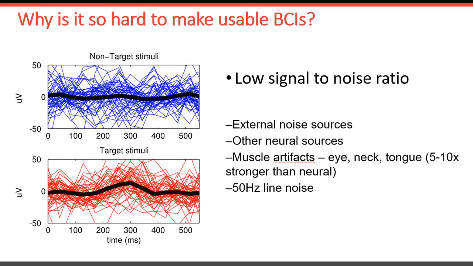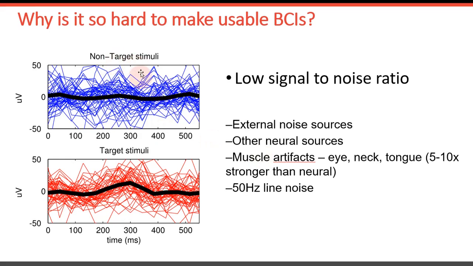So why is it so hard to make the BCI useful? Well, one of the problems with the non-invasive BCI or brain-machine or brain-computer interfaces is that the data that we acquire from the brain is buried in noise. So they have very poor signal-to-noise ratio.